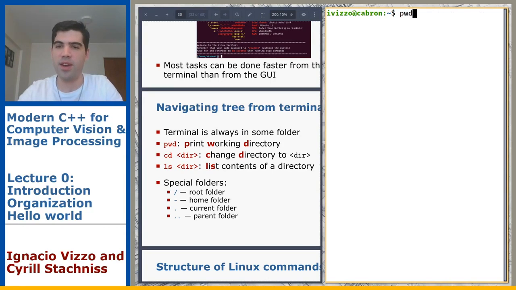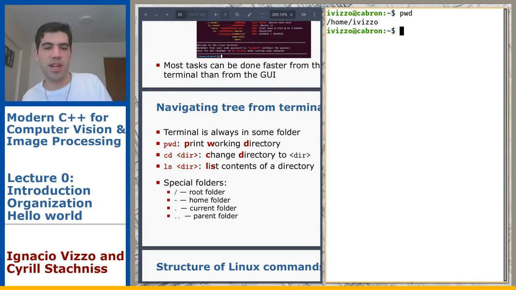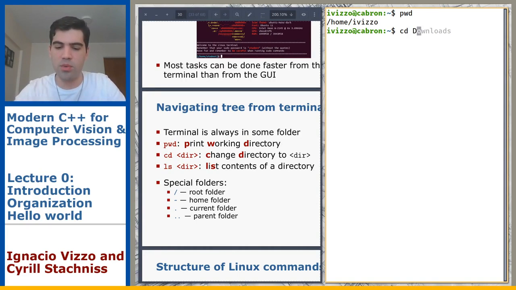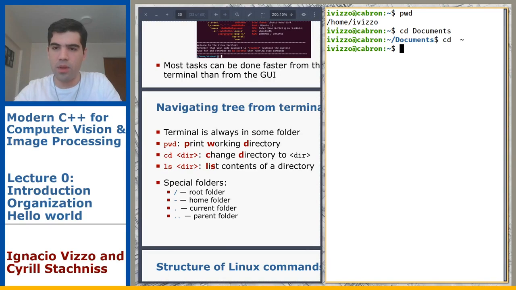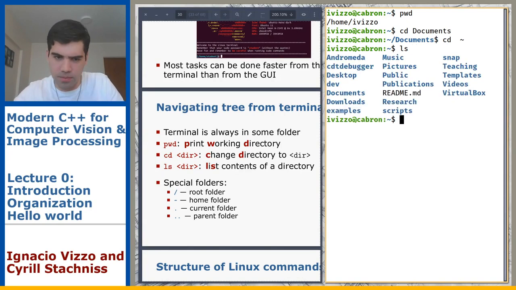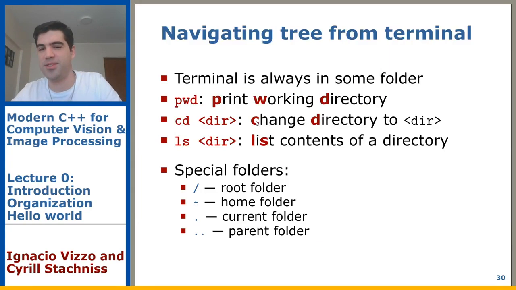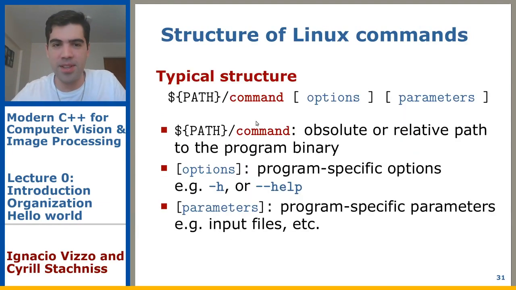If I run print working directory, it says you are working in /home/Vizzo. If I want to go to any directory, I can do, for example, cd and go to documents, and this is how you change the path of your system. If you want to list the files on this particular path, you do ls. These are the simplest commands you can find out there.